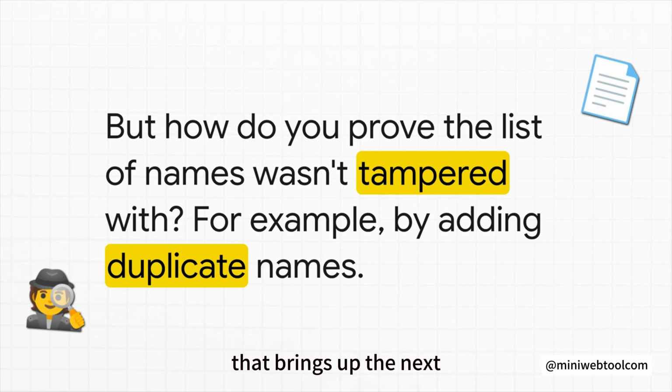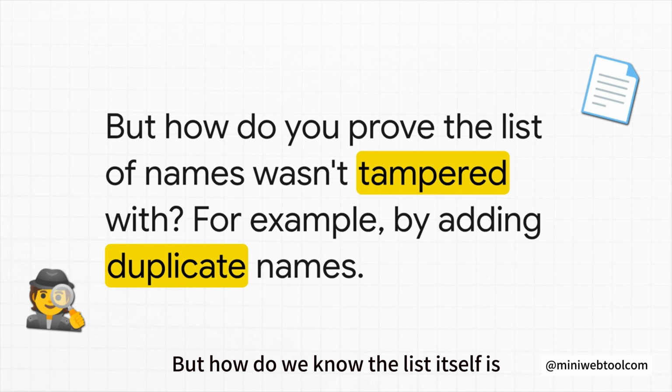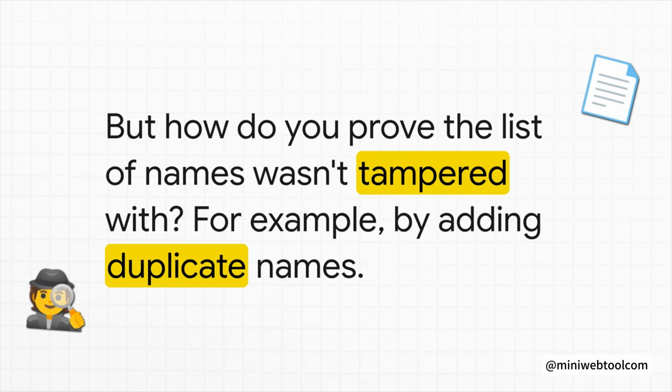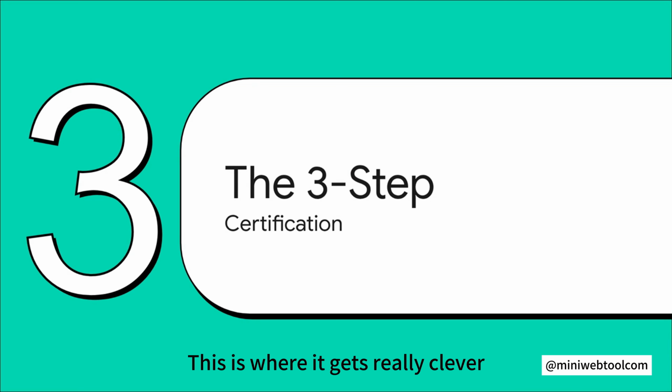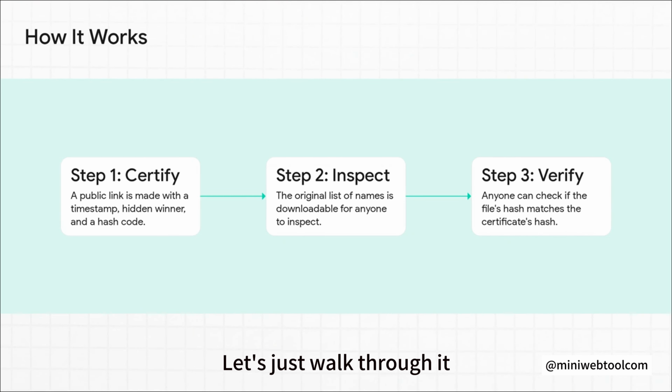And of course, that brings up the next obvious question, right? Okay, the pick is random, great. But how do we know the list itself is legit? What's to stop someone from just adding their friend's name to the list 10 times to boost their chances? This is where it gets really clever. The solution is this beautiful 3-step certification process. It creates this verifiable, totally transparent chain of trust that anyone can check for themselves. Let's just walk through it.